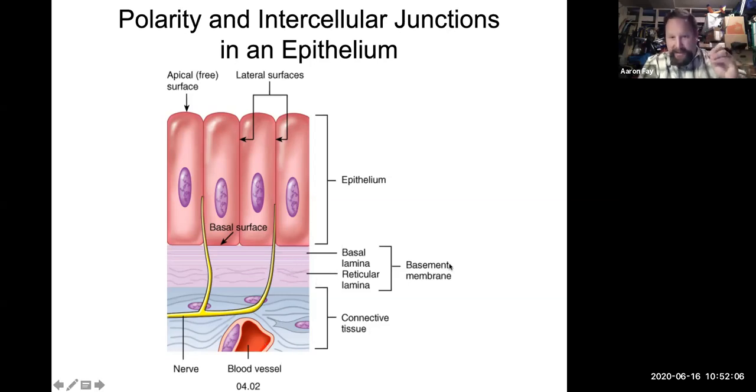But my point is, basement membrane is divided into two subcomponents. The basal lamina is created by the epithelial cells. The reticular lamina is actually created by the cells down in the connective tissue. So they work together to make the shared structure, the basement membrane. This part here, the basal lamina, is the extracellular matrix, a very small amount compared to everything else. Basal lamina is the extracellular matrix of epithelial tissue.